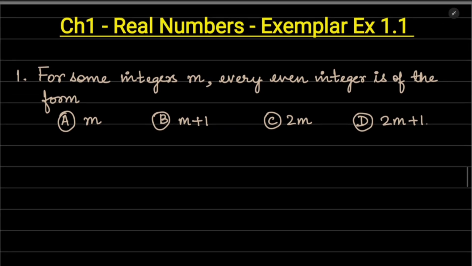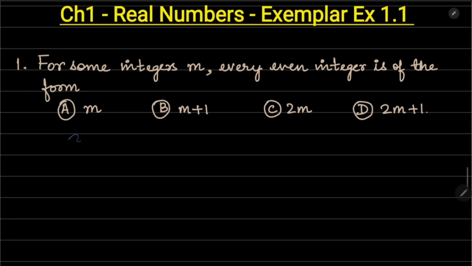The first question is, for some integer m, every even integer is of the form: m, or m plus 1, 2m, or 2m plus 1. So let us begin with understanding what those even integers are. Even integers are 2, 4, 6, 8, 10 and so on.